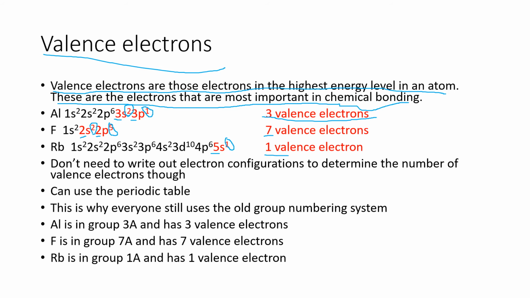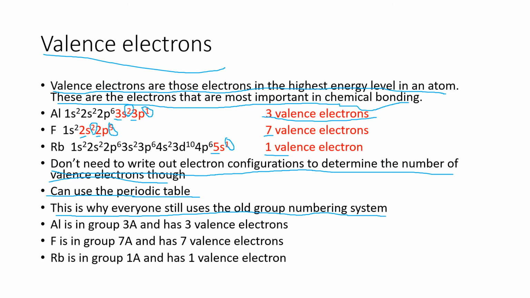So you can do this with any element out there, but you don't really need to. You don't need to write out electron configurations to determine the number of valence electrons. Instead, what's much easier is we can just use the periodic table. Earlier in the semester, when we talked about the group numberings for the different chemical groups, we said everyone still used the old numbering system. And now we're finally able to see why everyone uses this old numbering system as well, because the old numbering system is actually better.